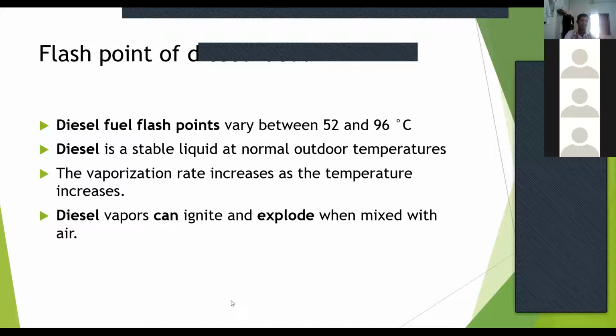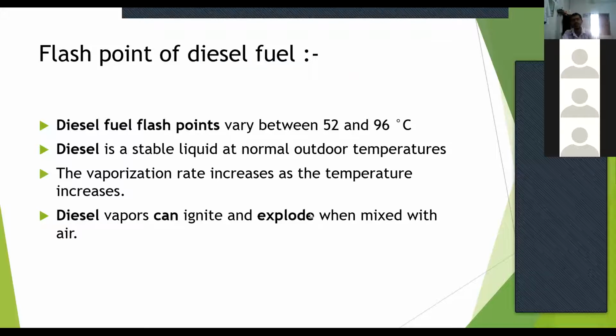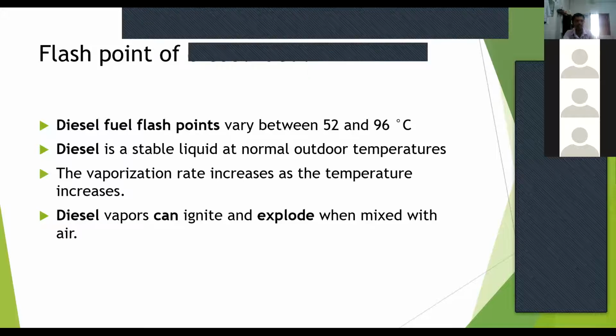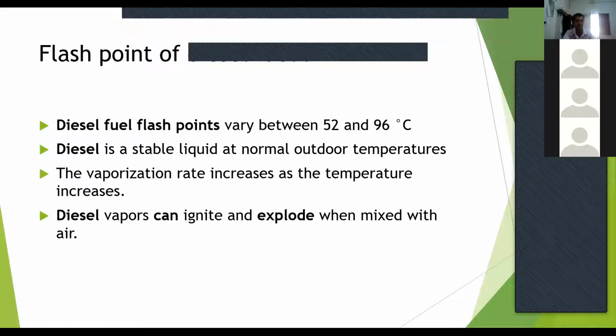So diesel vapor can ignite and explode when mixed with air, right? When the flash occurs, that means there is an ignition, and the reason for the ignition is the mixture of fuel vapor and air, right?